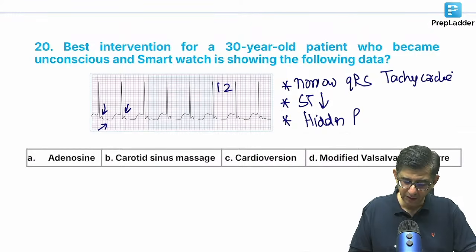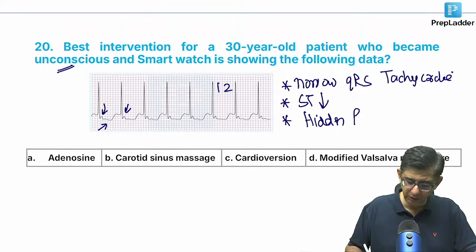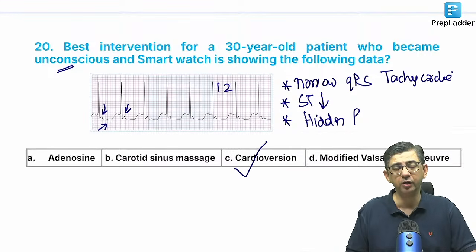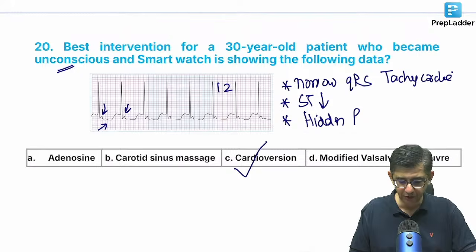And he says that the patient is unconscious. So what I will do in the unconscious, unstable patient would be a cardioversion. The correct answer in this case is option number C.